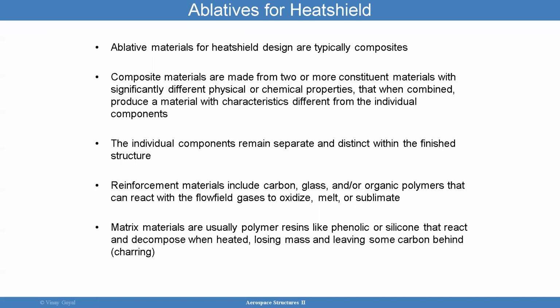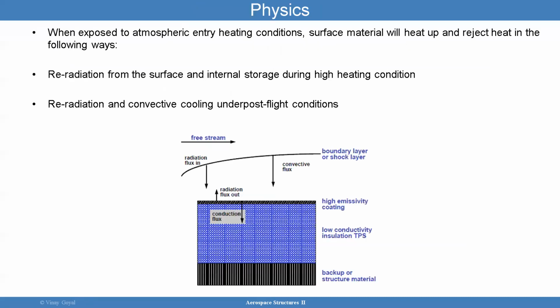And matrix materials are going to be typically resins such as phenolics and silicones, and those react and decompose when heated. It will lose mass in some cases and expel some gas. You're also going to have carbon being left behind, which is the charring process.